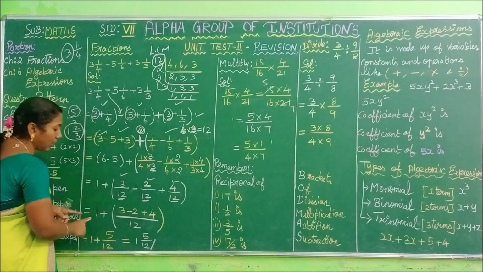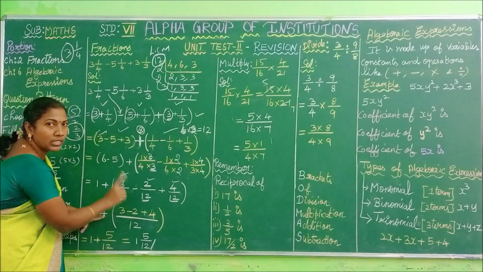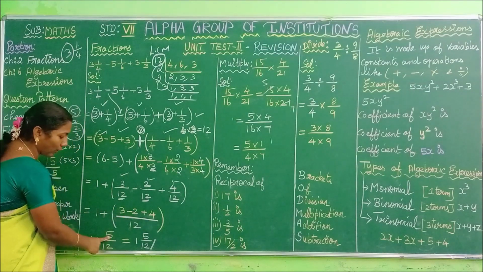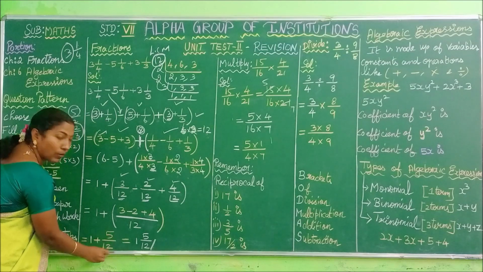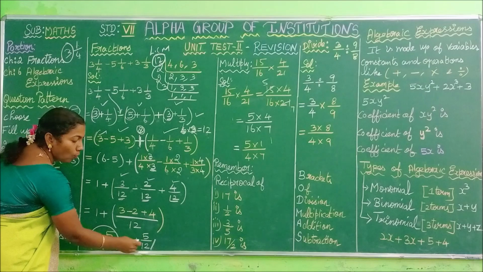Do we understand? See here, we already know here we have 1 plus 3 minus 2. What is your answer? 1. 1 plus 4, 5. Thus we have 1 plus 5 by 12. So we can easily write 1 plus 5 by 12 as 1 5 by 12.